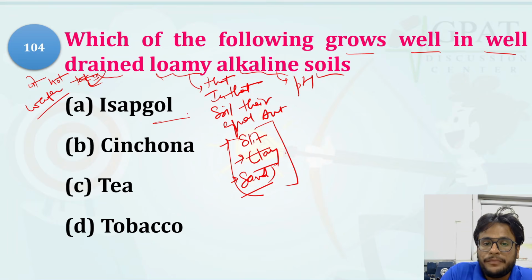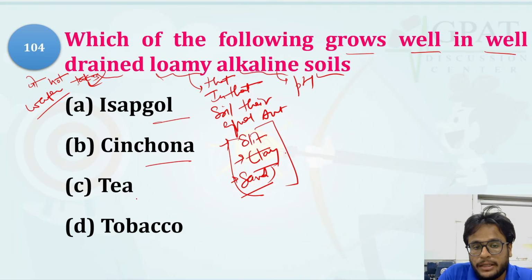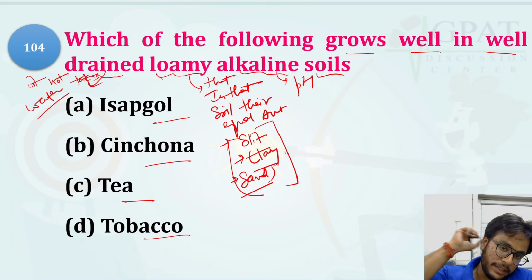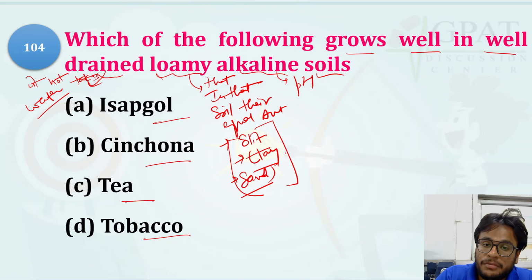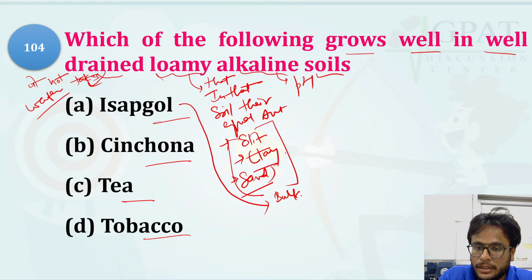Option A is isabgol, option B is cinchona, option C is tobacco, and option D is tea. Okay, so isabgol is a kind of bulk forming laxative, also known as bulk forming laxative.